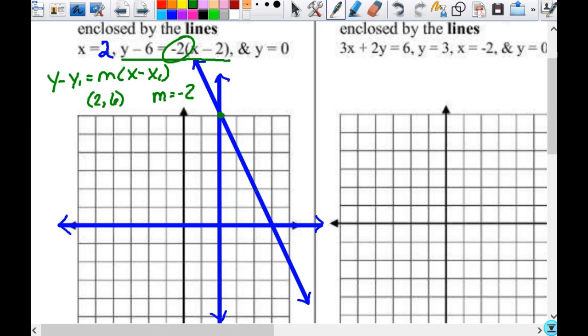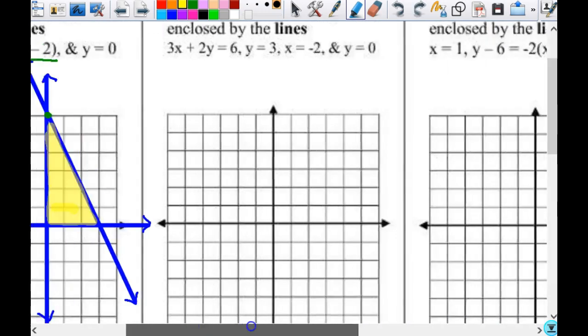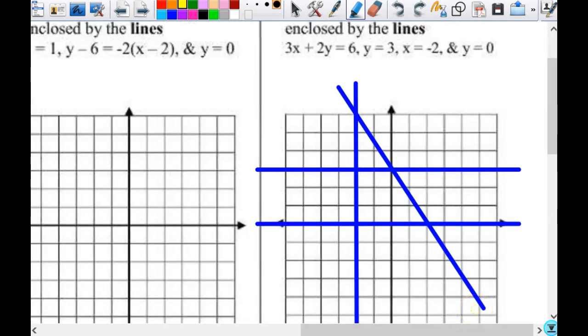So then after you graph the lines, you have to shade in the enclosed region. Well, there's 3 lines, so you should have a 3-sided figure in there. And this is what should be shaded. Okay, we all good on that one? All right, good, good. So then here on this one, let me get my arrows back in there.